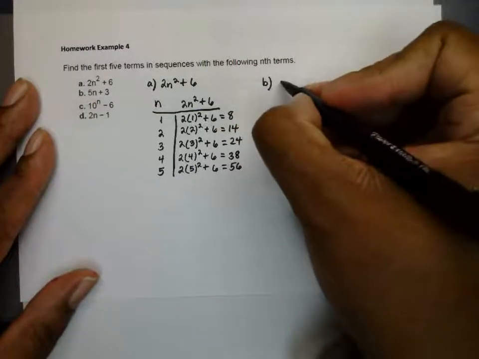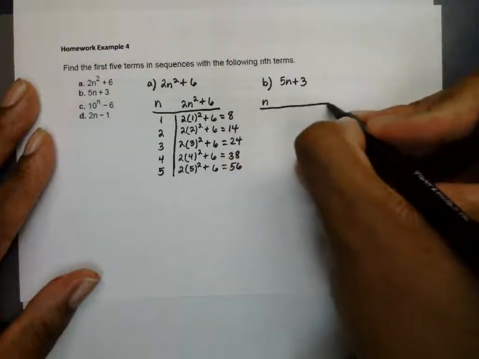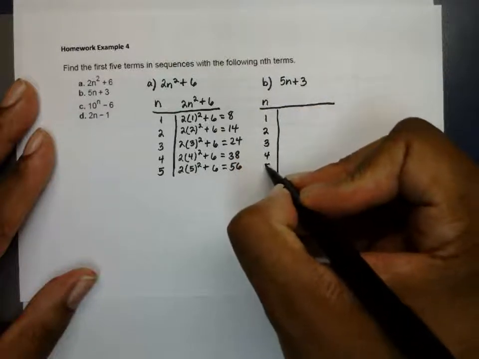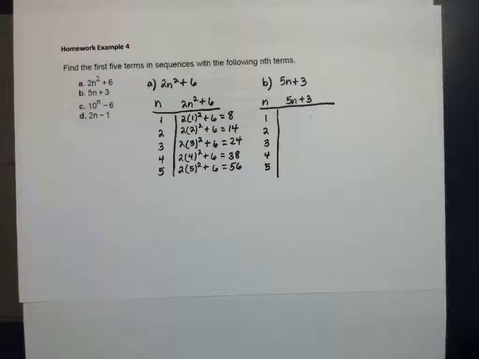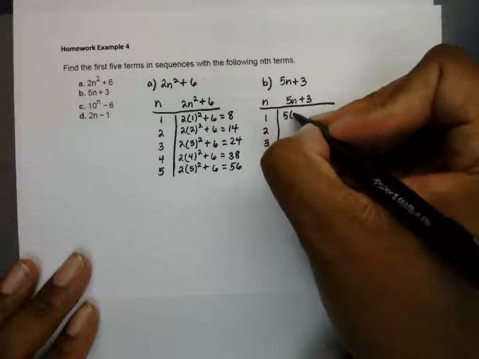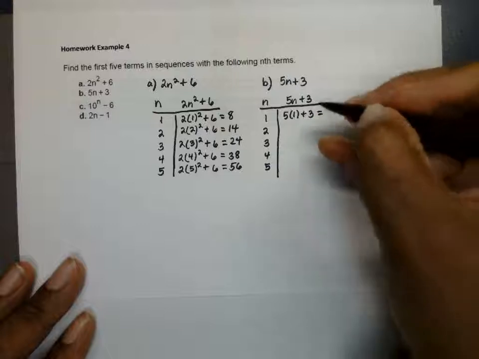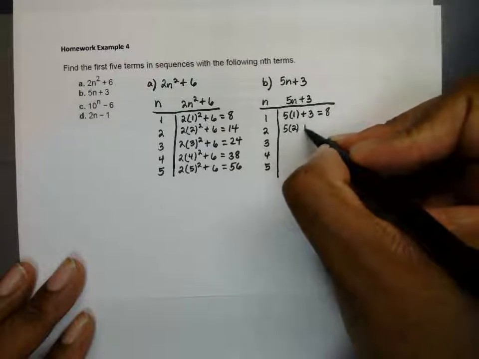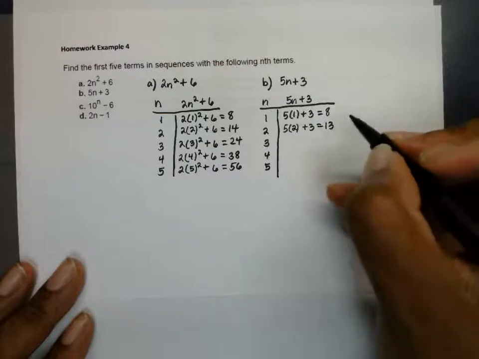Okay. The B part is 5n plus 3. Looking for the first 5 terms, so n will be 1, 2, 3, 4, and 5. And we just substitute the n with those values. So for n is 1, it'd be 5 times 1 plus 3. Well, 5 times 1 will be 5. 5 plus 3 will be 8. n is 2, so it'll be 5 times 2 plus 3. 5 times 2 will be 10. 10 plus 3 will be 13.